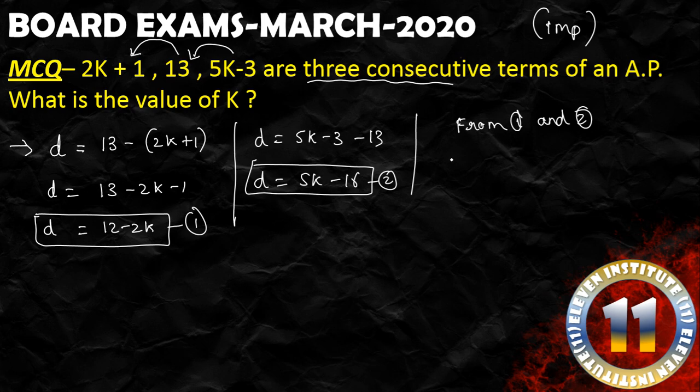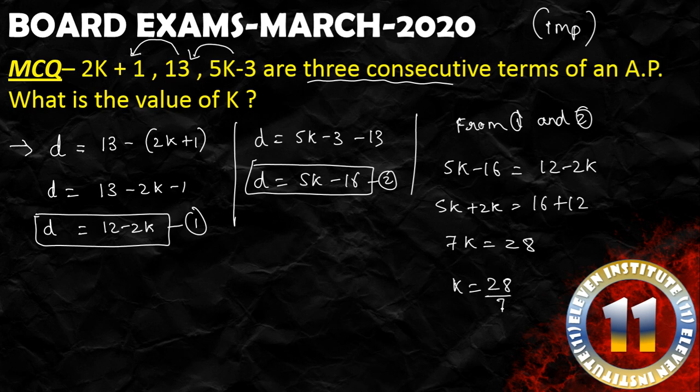We can write 5k minus 16 is equal to 12 minus 2k. Bring this 2k over here, it will become plus. Take this 16 over there, that will also become positive. 5k plus 2k is 7k. 16 plus 12 is 28. So we have k is equal to 28 upon 7, or we have k is equal to 4.